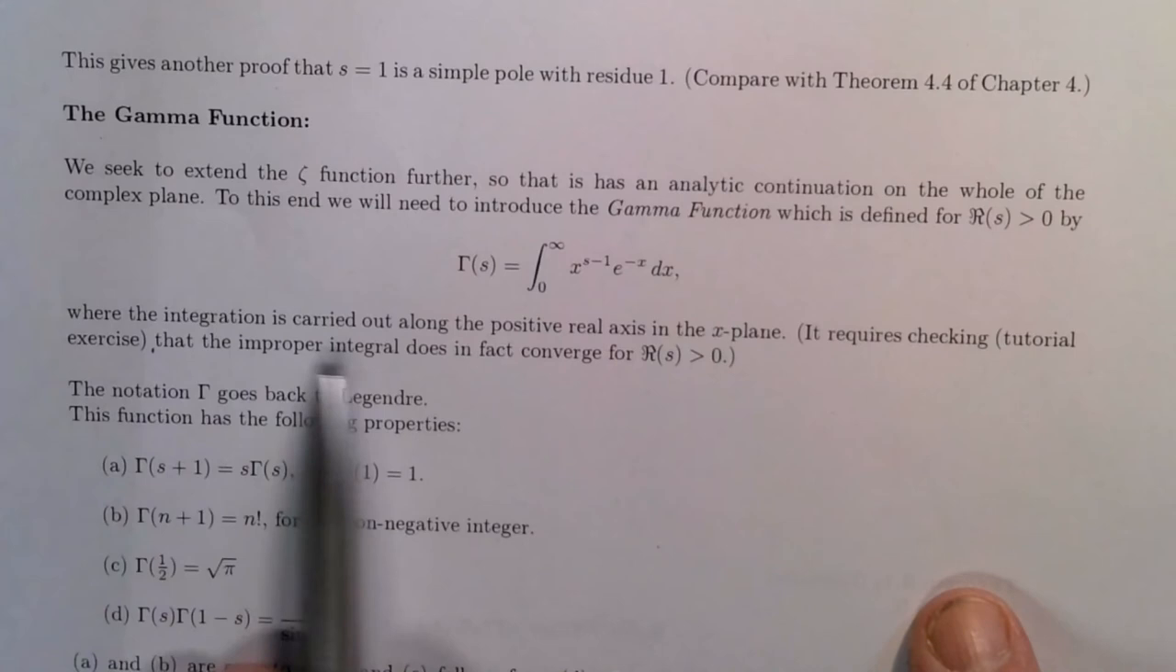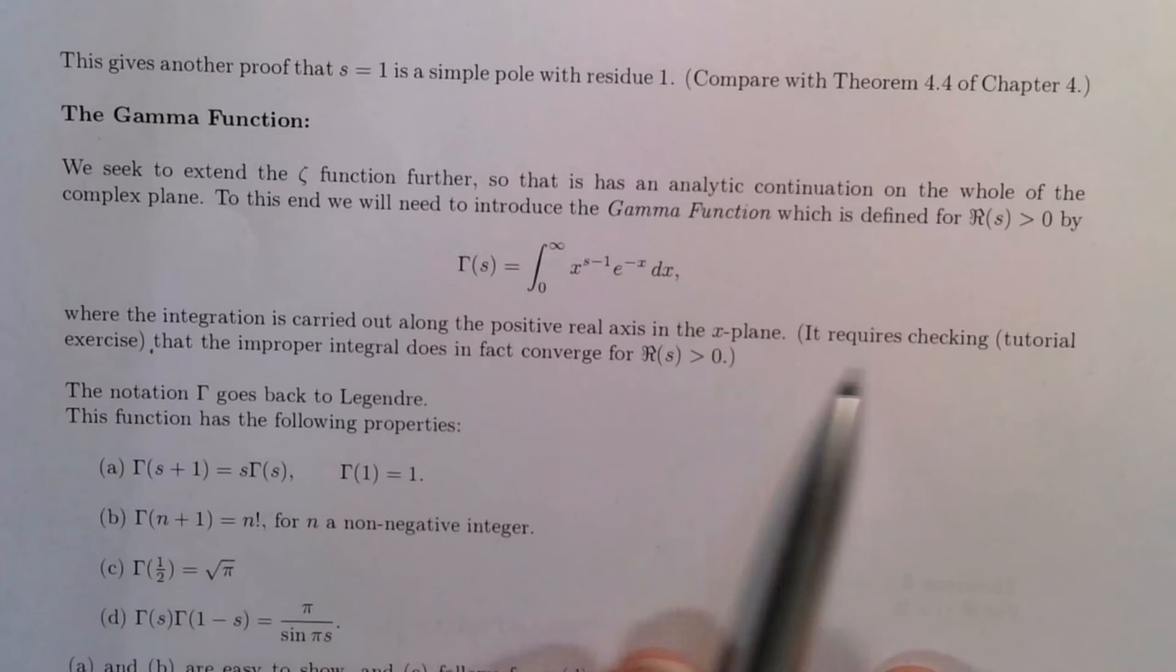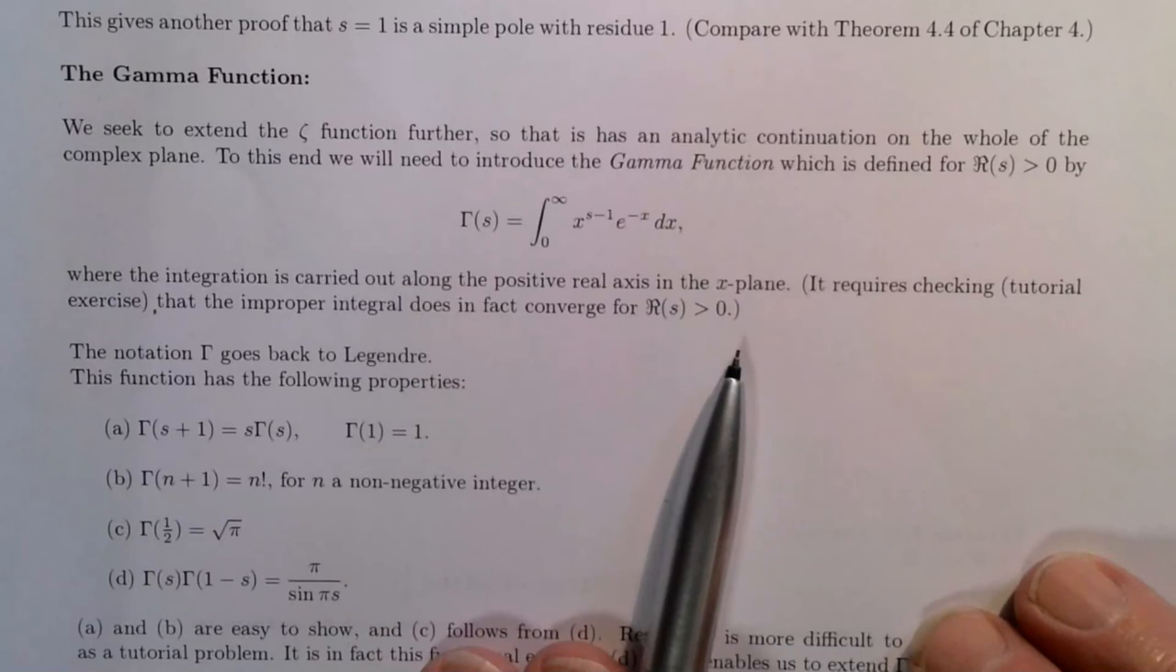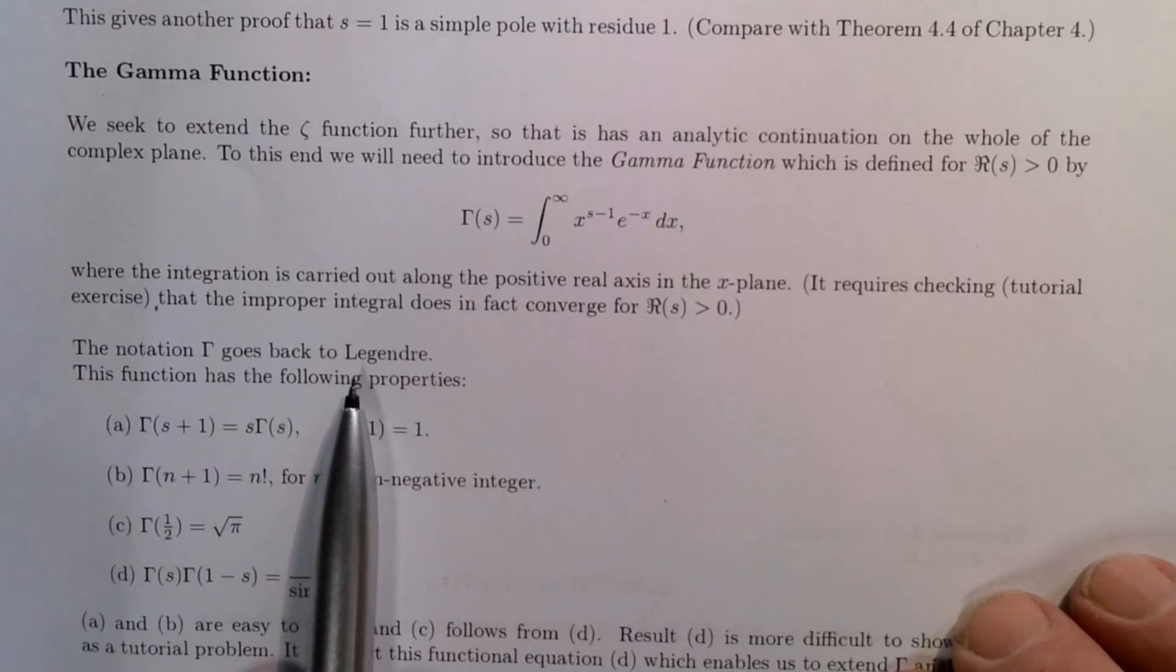Now you can check that this improper integral does in fact converge for real part of s bigger than zero. You can play around and check all those details. The notation capital gamma, a capital Greek gamma of course, goes back to Legendre. And the function has the following properties.